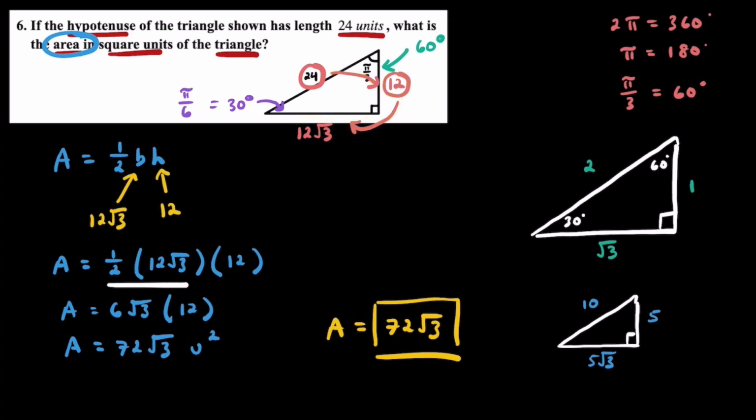So keep in mind that all 30, 60, 90 triangles have this ratio, and all 45, 45, 90 triangles have their own special ratio. Those are good to know for the SAT and the ACT.